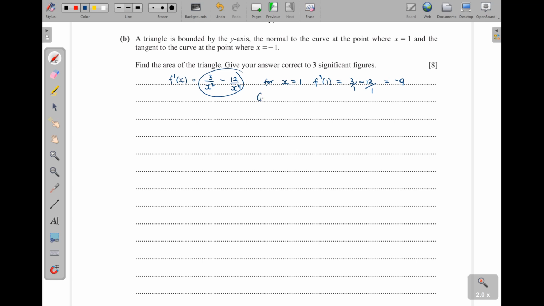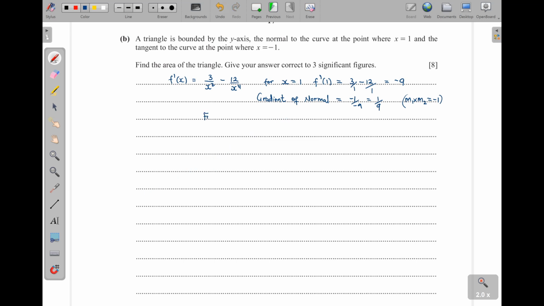So the gradient of the tangent is -9. The gradient of the normal is going to be -1 over the gradient of the tangent. So the gradient of the normal is going to be equal to -1 over -9, which is actually 1 over 9. Why is it like that? Because m1 times m2 is equal to -1, and the tangent and the normal are perpendicular. You see that? All right.